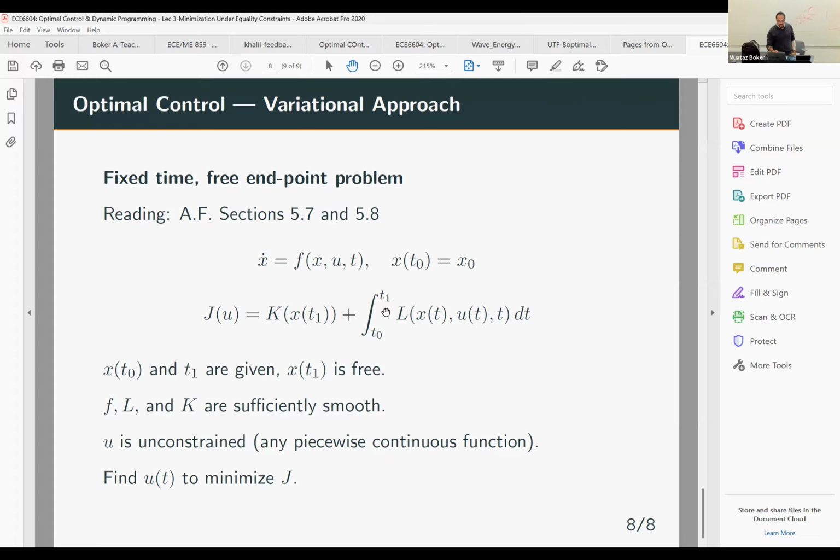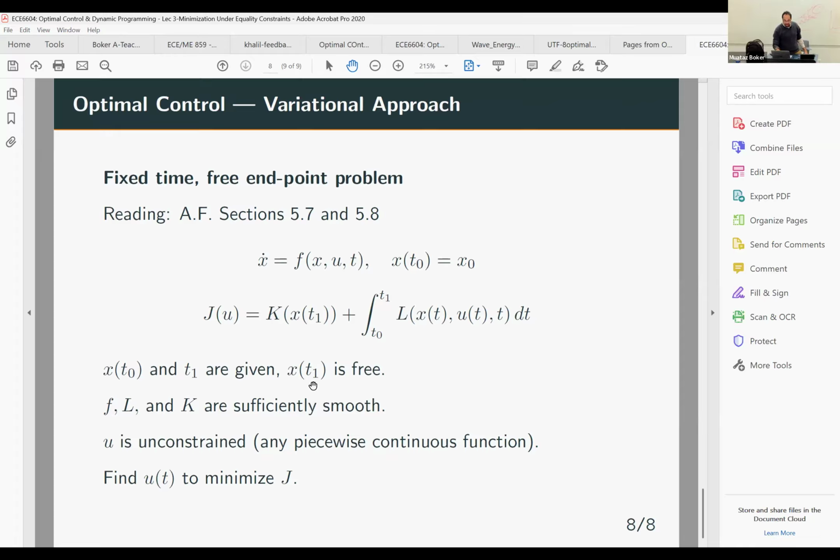As I said, the initial condition is known, so t naught is known, and x at t naught is known. Also, we are going to assume that the final time is going to be given to us, right? So t1 is going to be given, okay? Hence, it's fixed time. So we are going to consider an optimization problem in a fixed time. You have 1 hour, right? I want you to optimize or minimize this cost function.